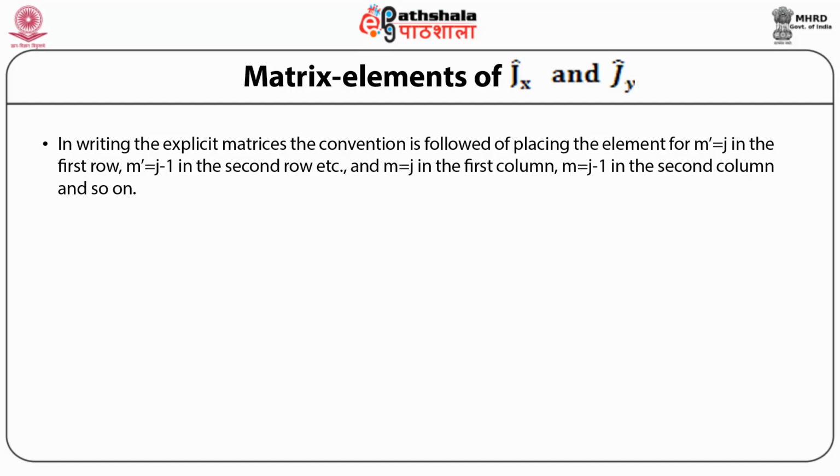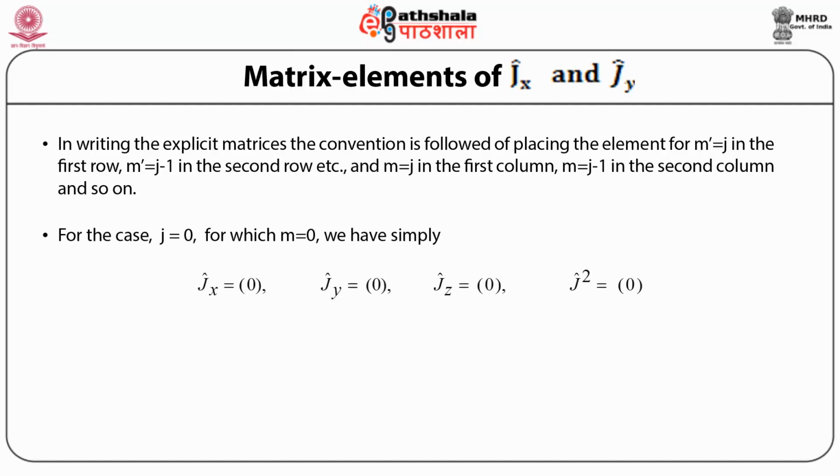For the case j equal to 0, for which m is equal to 0, we have simply operator Jx is equal to 0 matrix. Similarly, operator Jy is equal to 0 matrix, operator Jz is equal to 0 matrix, operator J² is equal to 0 matrix, where 0 represents the null matrix of unit rank.